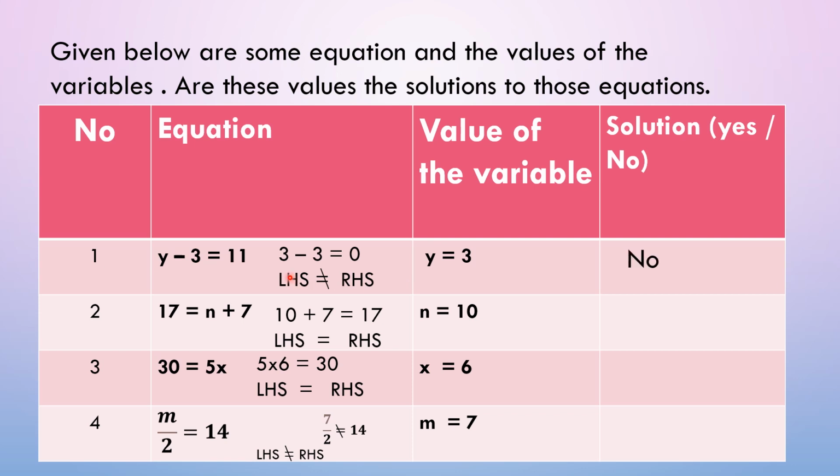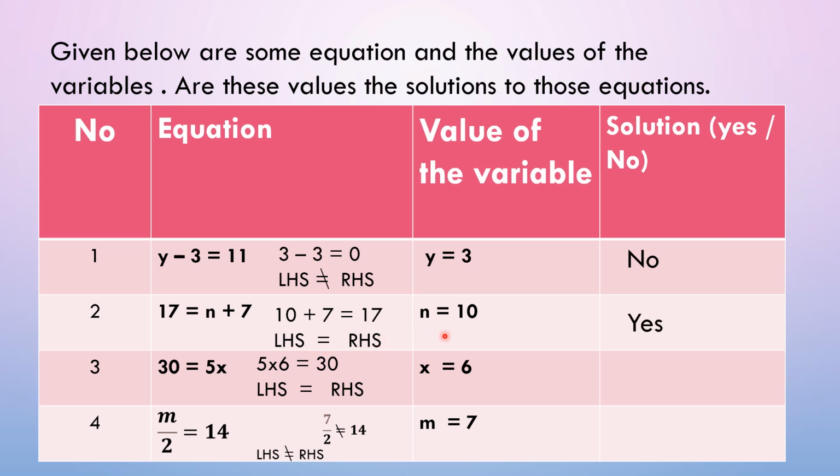Next one, 17 is equal to n plus 7. So what n value is given? 10. So your right hand side, see here. So instead of n, you have to place 10 here. So 10 plus 7 is what? 17. Okay. So LHS is equal to RHS. On both the sides we are getting the same value. So n is equal to 10 is the right solution. So yes.